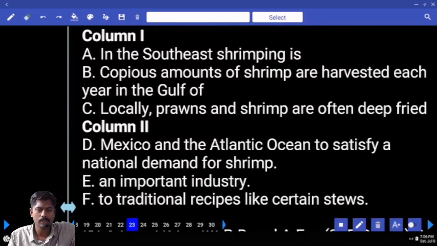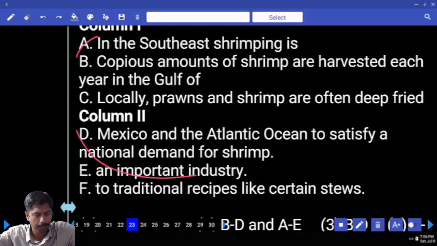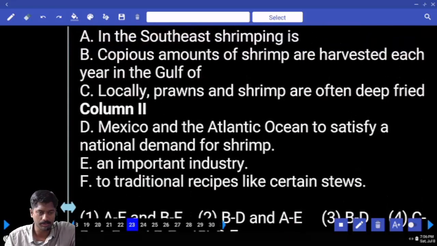In the southeast, shrimping is Mexico. Shrimping is an important industry. Shrimping is to traditional recipes. Answer. Can I pair AE? Shrimping is an important industry. AE options 1, 2. Okay, 1 or 2. So BD or BF will decide the answer.